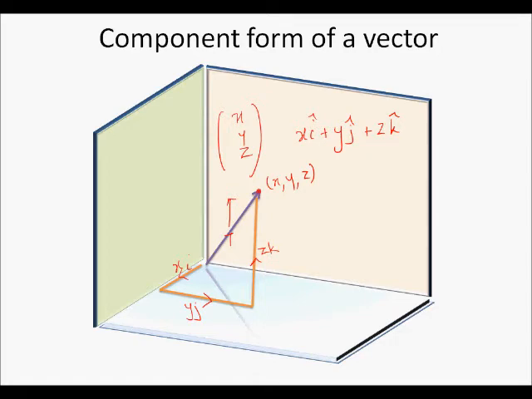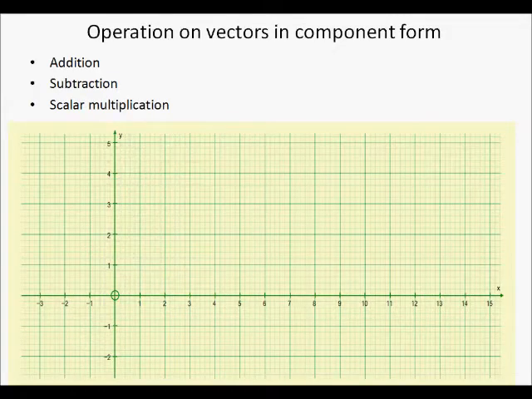So the component form is either in matrix form like this or in Cartesian form like this. How do you add, subtract, and scalar multiply vectors which are in component form?